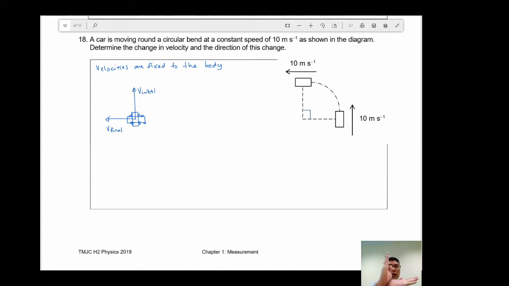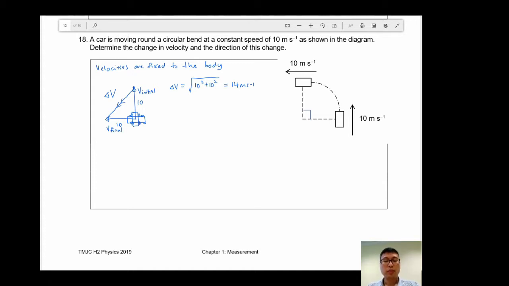I need to drag the initial all the way down to the final. So this is the change in velocity, and that's how it's calculated. Now, if this is 10 and this is 10, then the change in velocity will be found by Pythagoras' theorem.